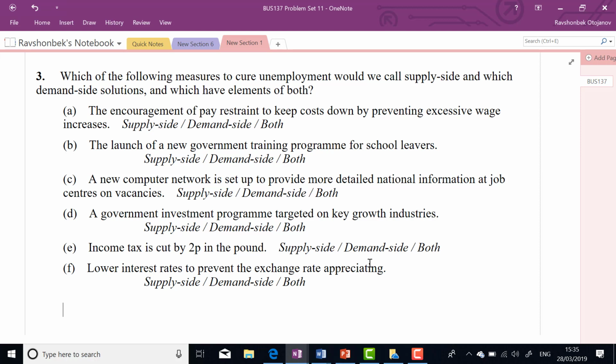Now E, income tax is cut by 2p in the pound. What does it imply? Yes, both, by the way. Because if my income tax is reduced, I'll consume more. At the same time, I'll work more now, because I'm receiving more after-tax income. So my labor is offered more. I mean, myself is a case.